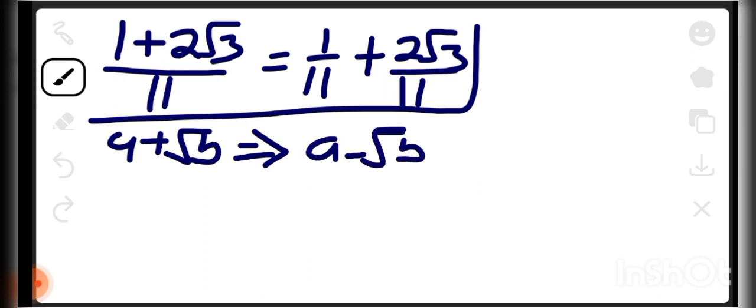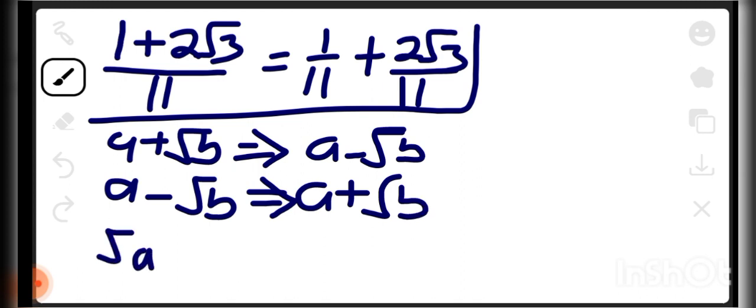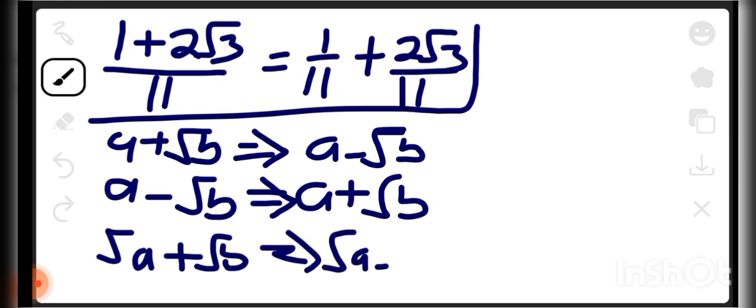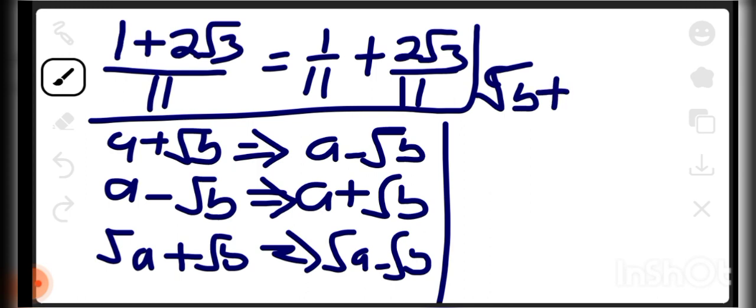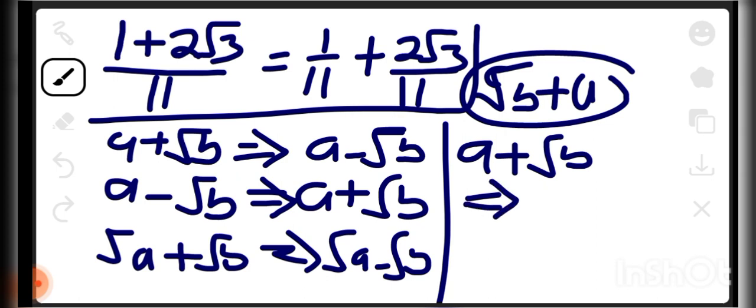root B. If you have A minus root B, the conjugate will be A plus root B. If you have root A plus root B, the conjugate will be root A minus root B. Then let's say you have root B plus A, the conjugate will be, first of all, you rearrange. That will be A plus root B. Then the conjugate will become A minus what? Root B.